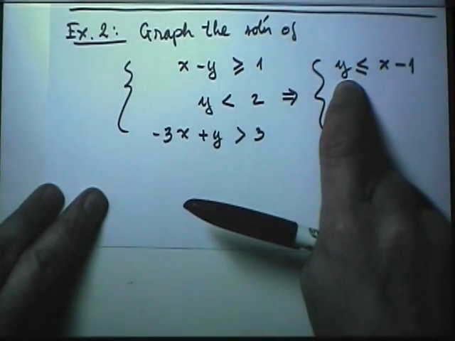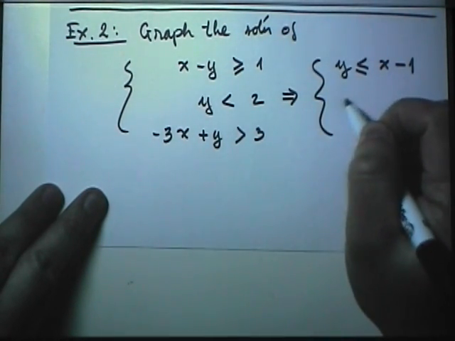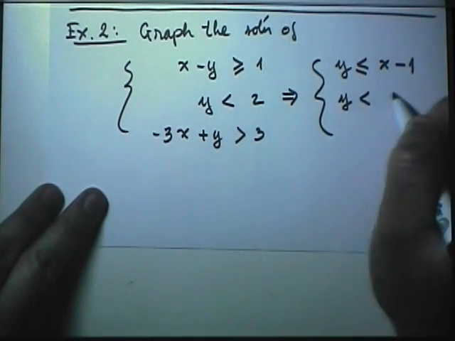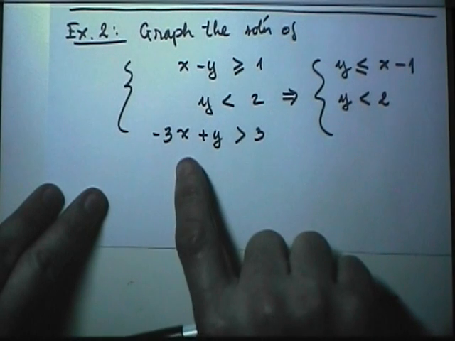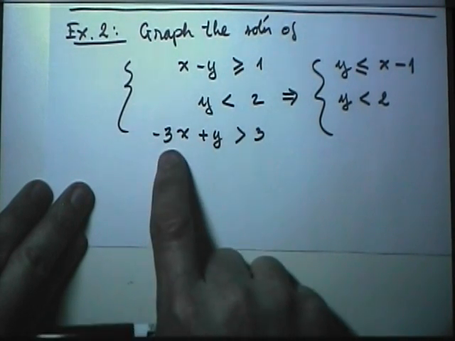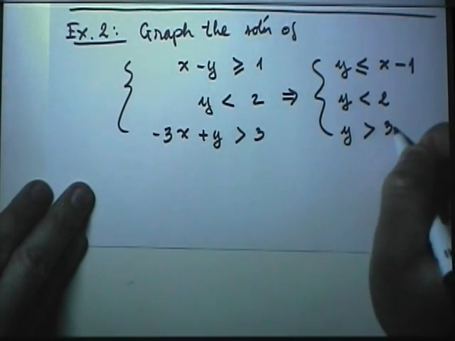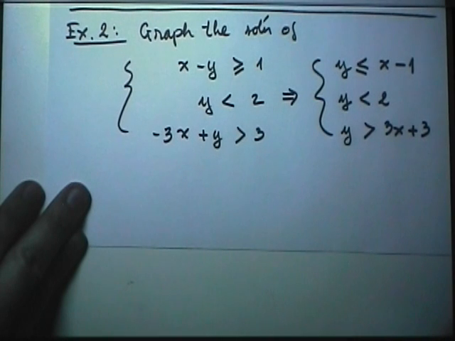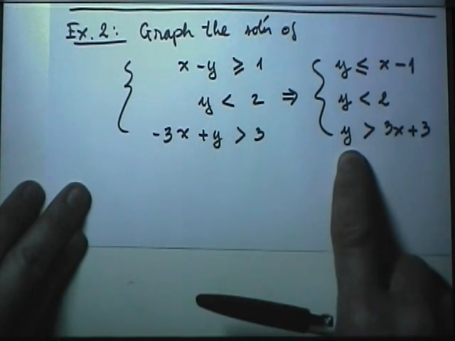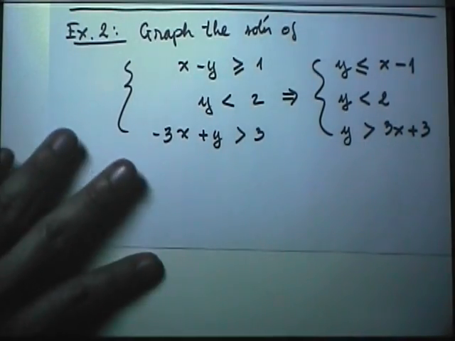Now, at least up to this point, you have your y standing by itself on the left side. The second inequality, the y is already standing by itself on the left side, so I'm happy. I don't want to do anything further. The last one, of course, y is not standing by itself yet, so I want to get y by itself on the left side. This time I'm going to add 3x to both sides, and I'm going to end up with y greater than 3x plus 3. For that last inequality, once again, I have y standing by itself on the left side, so I'm happy. So I have all 3 inequalities solved for y. So I am now about ready to graph my solution again.